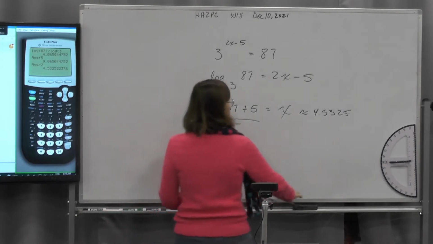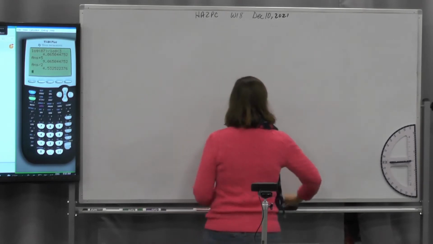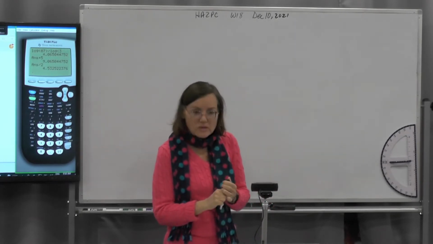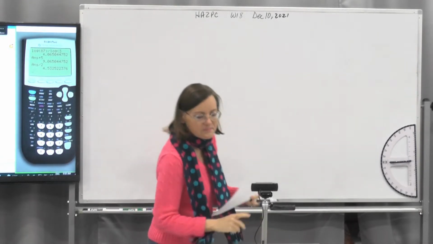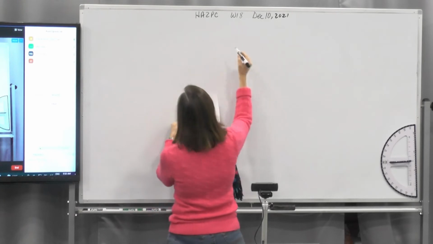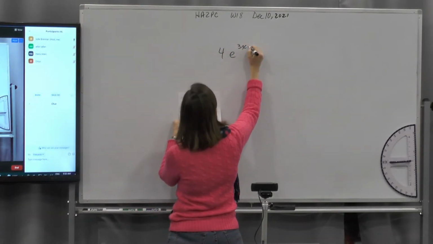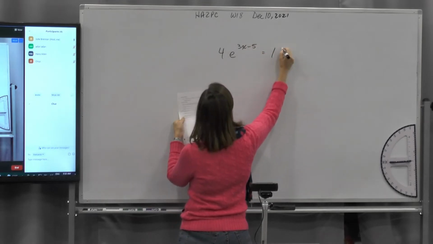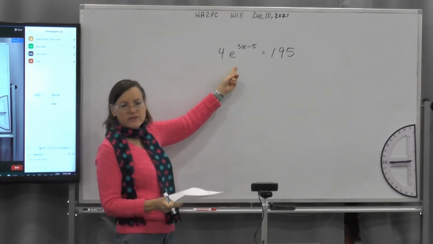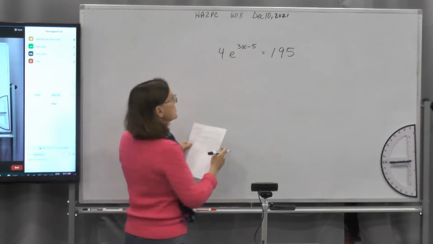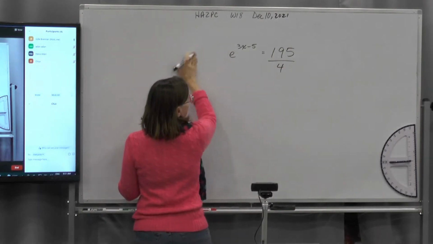I'm going to do number 6. What type is this one, Michael? Natural log. It's going to be a natural log, yes. What's my first step on this one? Would be to divide by 4. Yeah, before you take a log, you need to isolate the function, right? This is a function, so first I'm going to divide by 4. Does everybody see that?